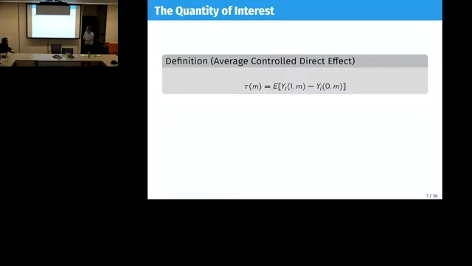Okay, so the quantity of interest that I'm going to focus on today is a particular kind of direct effect. There are several, but the one I'm going to focus on today is called the average control direct effect. That's just the average, the expectation, of the individual level direct effects, which are just the difference between what a unit would have had under treatment versus what they would have had under control for a fixed value of the mediator. Let's take the average across all.